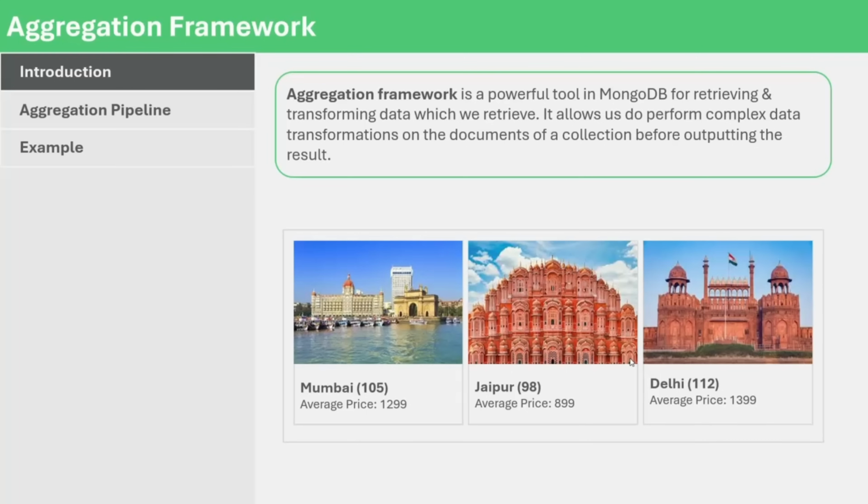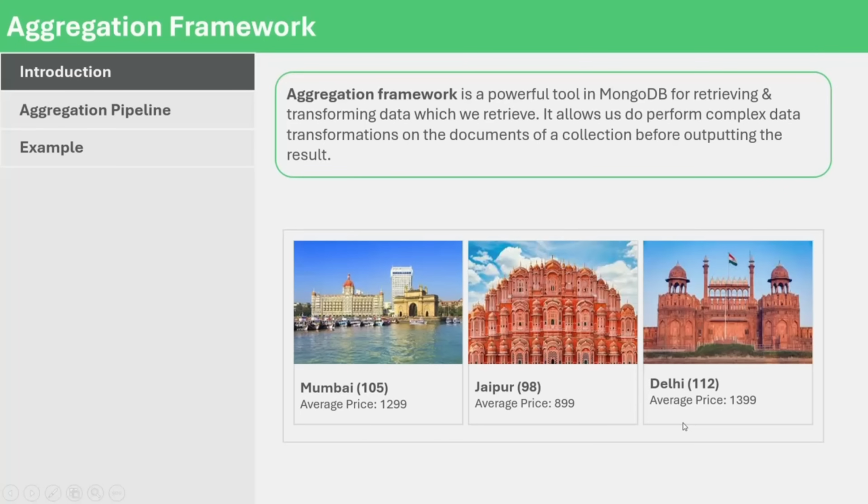So let's say in the application, in the UI, we want to show hotels by city, and we want to show the total number of hotels we have in that city, and we also want to show the average price of a hotel. So this type of data transformation we can do with the help of aggregation framework.